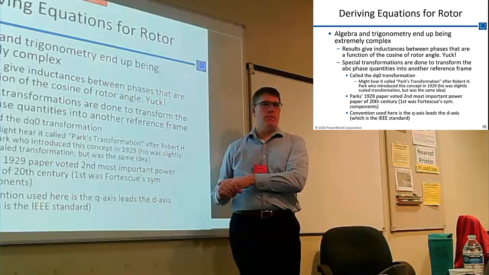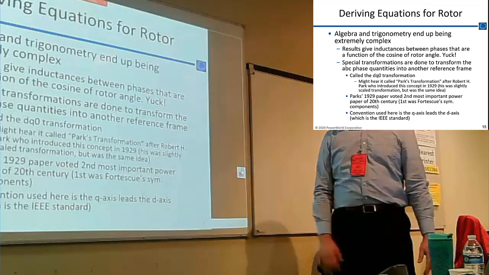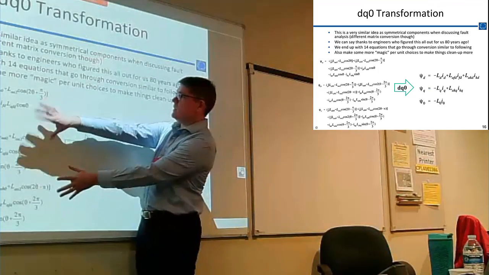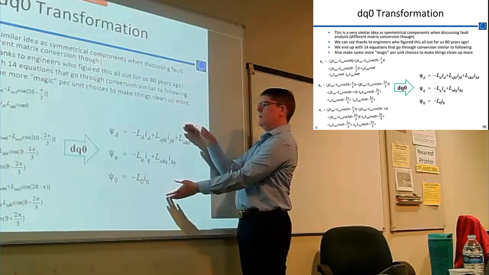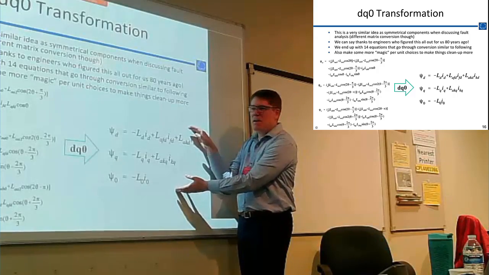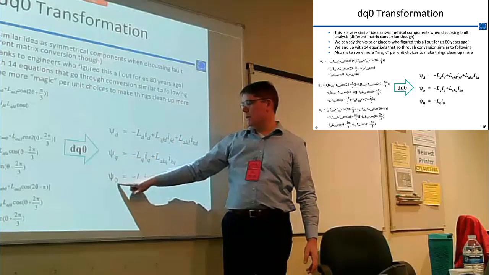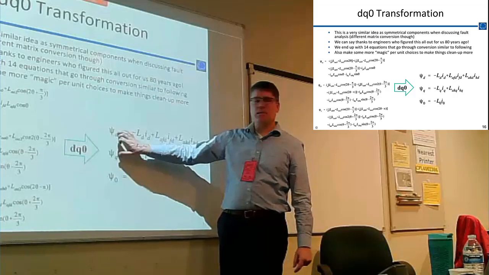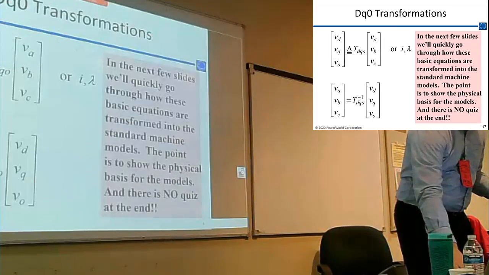And I'm going to skip all that. I think I watched Pete write on the board for about 1 or 2 lectures and show that if you take all this mess, run it through some equations I'm going to show in a second, it turns into this. And you're like, okay, that looks easier. But we don't have ABC values anymore. We have D, Q, and 0 values. So the D axis and the Q axis are related to what I was just talking about. So we're going to skip all that.